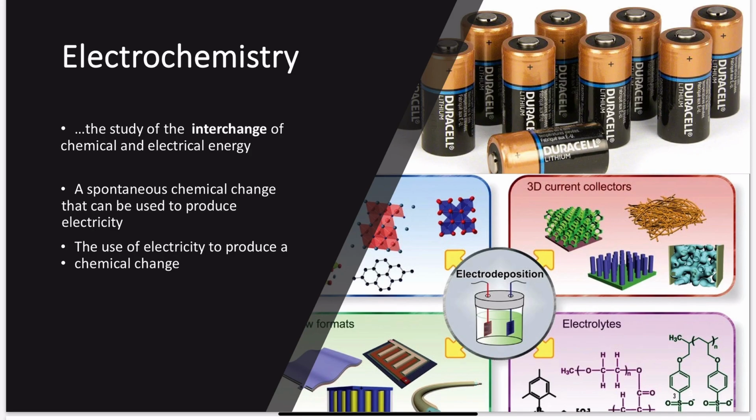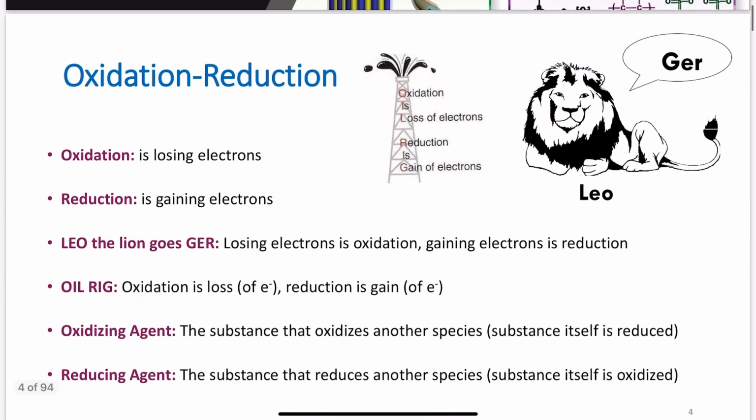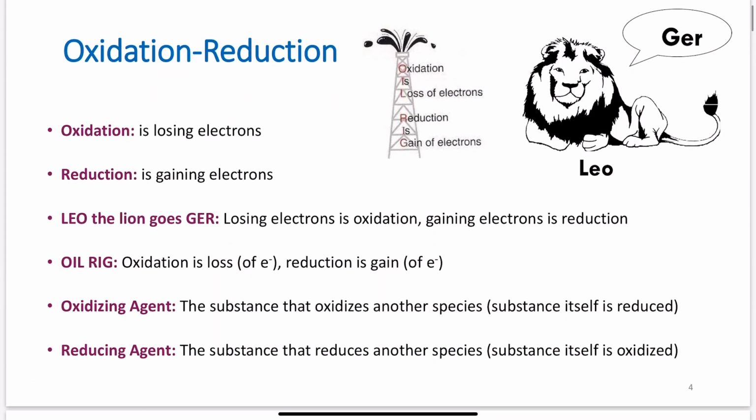Again, I am either using a chemical reaction to harness electrical energy or using electrical energy to cause a chemical reaction. We could have a spontaneous chemical change that can be used to produce electricity, like your batteries, or we can use electricity to produce a chemical change, like electrolysis. So hopefully this part is a review, but if it's not, it's okay. We'll go through it slowly.